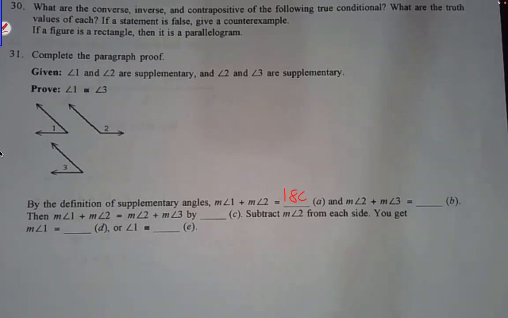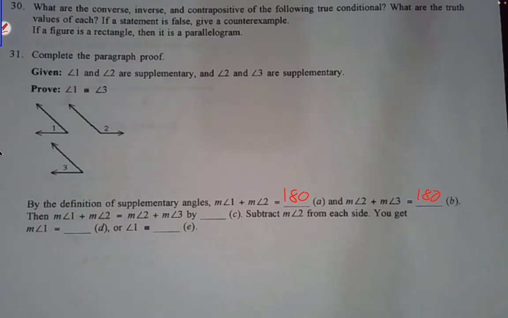And the other part, these were also supplementary. Angle 2 and angle 3 would equal what? 180. Is everybody good with that part? It's the same. Do y'all notice it's the same proofs over and over and over again? Tanner does not notice that.